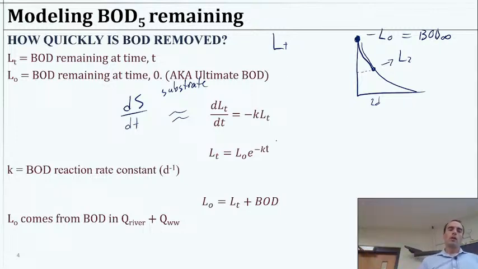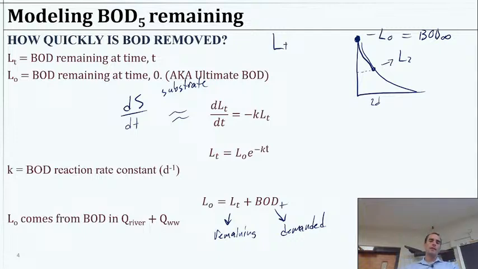Okay, another thing to note is that at any point we could say that the ultimate BOD is equal to L_t plus however much oxygen had been demanded up to that time. So when I say the ultimate BOD is the amount remaining plus BOD, that's what I'm referring to as remaining with the L and already demanded with the BOD. So it's already been removed or processed, right?